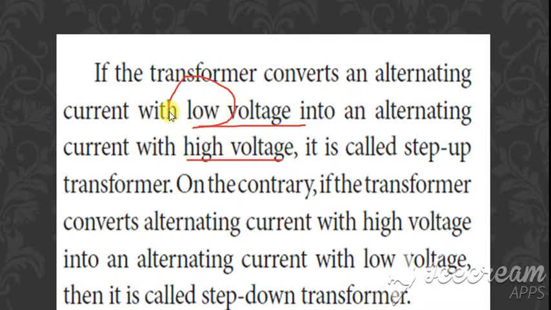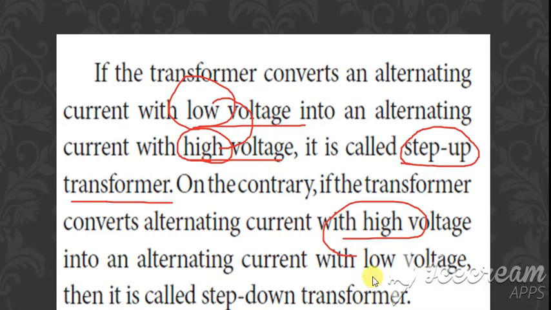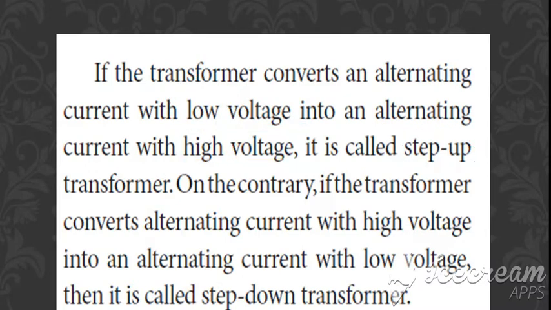Then the transformer converts an alternating voltage from low voltage into high. If it is converting from low to high, it is called a step up transformer. And the other way, if it is converting from high to low, it is called a step down transformer. Clear with this? So these are the types of transformer: step up and step down transformer.